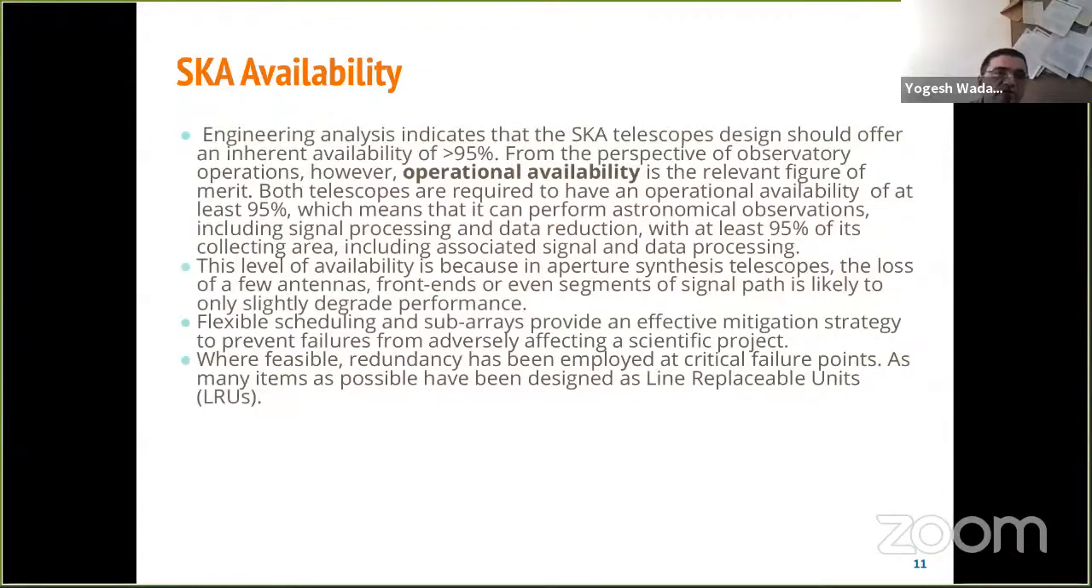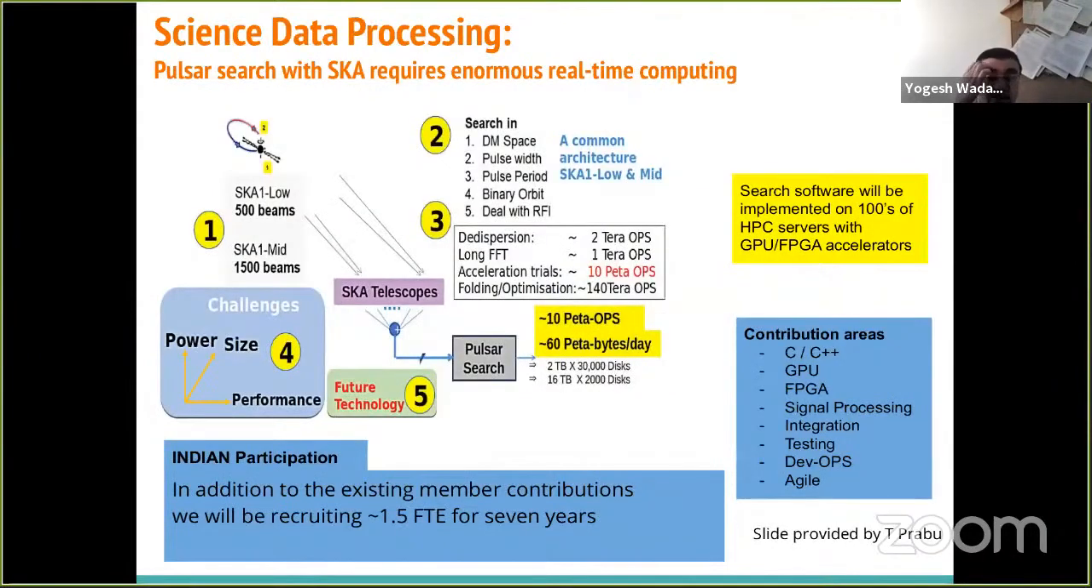While building the hardware and while building the software, there is a conscious attempt to build in redundancy at all the critical failure points. As far as possible, items have been designed as line replaceable units, where you can simply go and pull something out and push something in, and you're done. This is very important because remember, these telescopes are located at very remote sites. Just getting to the telescope can be a difficult exercise. Particularly if the weather is bad, it can be quite difficult. So it's quite important to design hardware and software to be redundant and failure resistant.